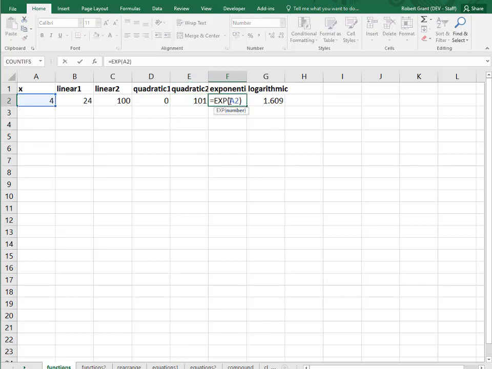The exponential one, I think this is easier. This is just e to the x.